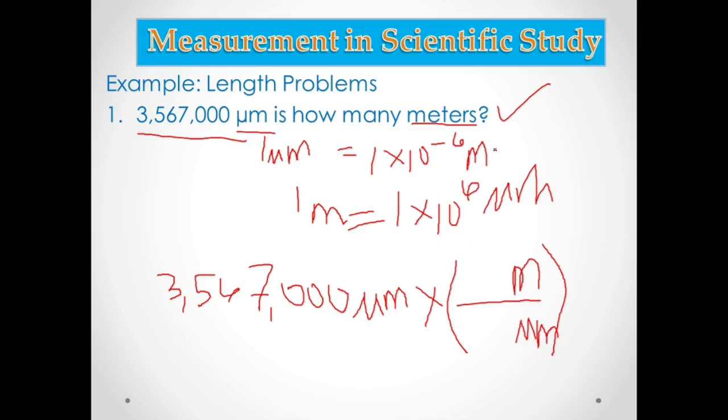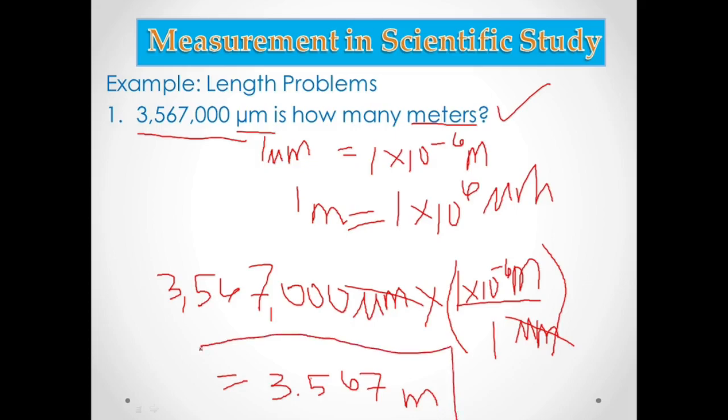And you need to use the conversion factor. Okay, you can use the first one or the second one. You can say that 1 micrometer is 1 times 10 to the negative 6 meter. Then you can cancel your micrometer, and what is left is actually the meter. Then you can use the calculator to multiply 3,567,000 times 1 times 10 to the negative 6, and you will get 3.567 meters. That would be the answer of the problem. That means that 3,567,000 micrometer is actually 3.567 meters.